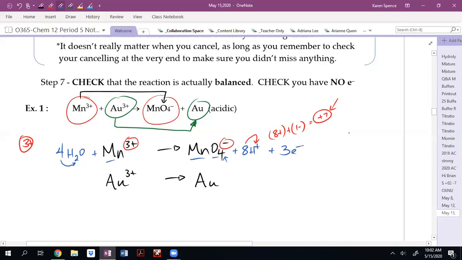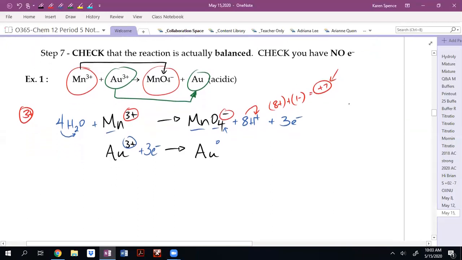And then our next one isn't so messy. It's really easy. I've just got gold. There's no oxygen or hydrogen to worry about. So I'm just balancing charge here. So that's going to be 3 electrons, because I've got 3 positive and 3 negative, which gives me 0 to equal the 0 of the gold on that side.